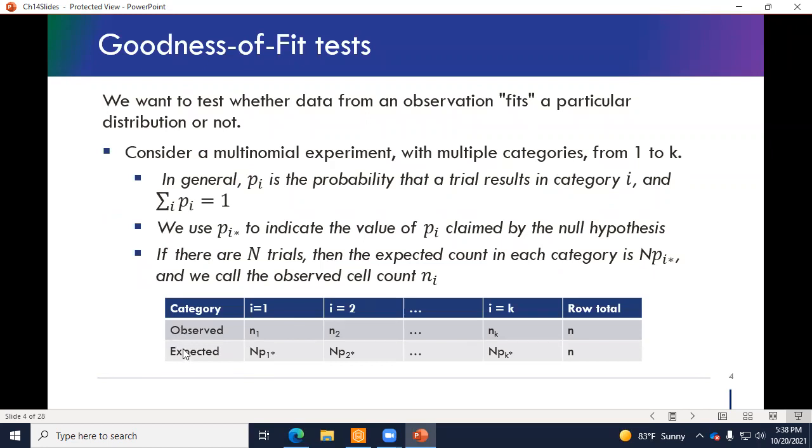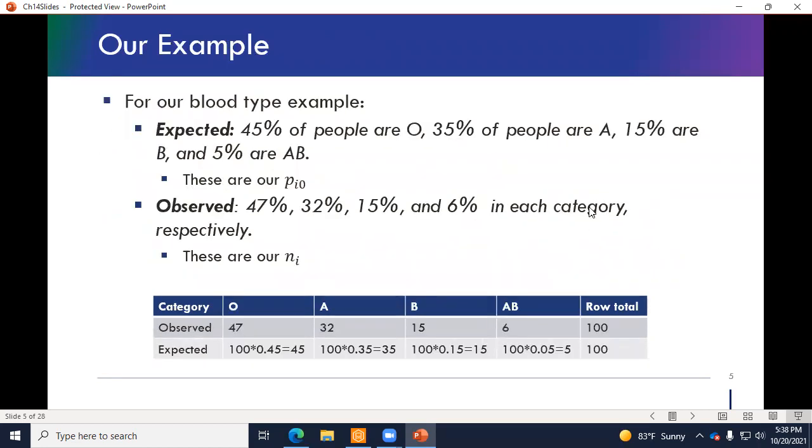And we also need to calculate the expected count in each of the categories by using this n times pi star. So pi star is from your null hypothesis. What do you believe? So this is clearly listed. How do you get the observed value and the expected value? Remember, we collected 100 data points, and we have this percentage here. We need to get the expected count, so we just do the multiplication here, and we need these two things.